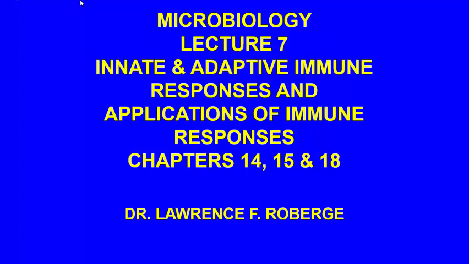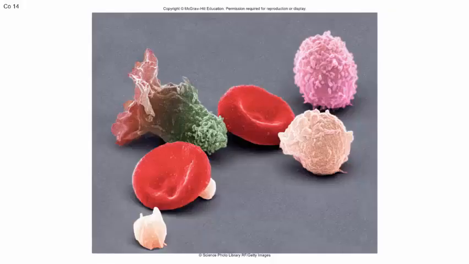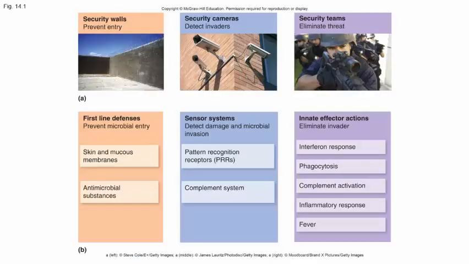Now, when we talk about innate immunity, this is the routine protections against pathogens existing from birth. It's passed down from one generation to another. It consists of three primary components. And you can see here there's white blood cells, red blood cells there. But what we have to talk about are the first line defenses, which prevent or block microbial entry. This includes such structures in our body as the skin, mucous membranes, and also the antimicrobial substances present.